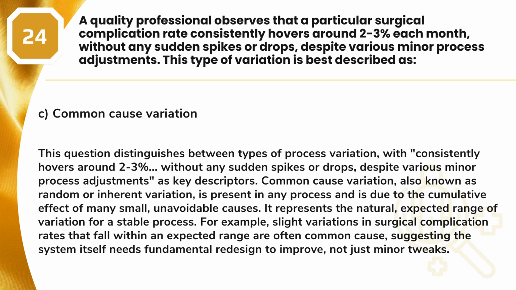Answer: C. Common cause variation. This question distinguishes between types of process variation, with "consistently hovers around 2 to 3%, without any sudden spikes or drops, despite various minor process adjustments" as key descriptors. Common cause variation, also known as random or inherent variation, is present in any process and is due to the cumulative effect of many small, unavoidable causes. It represents the natural, expected range of variation for a stable process.